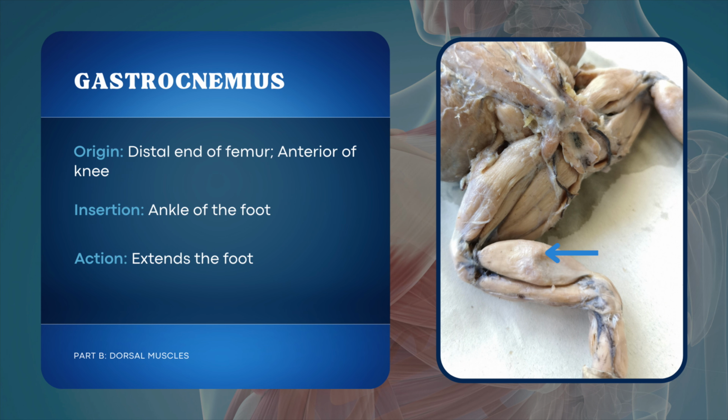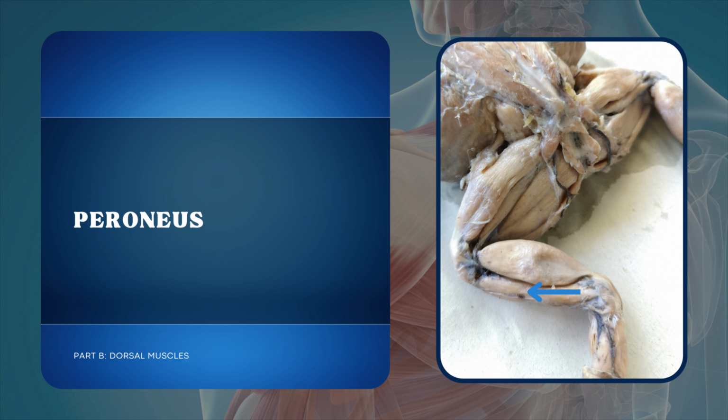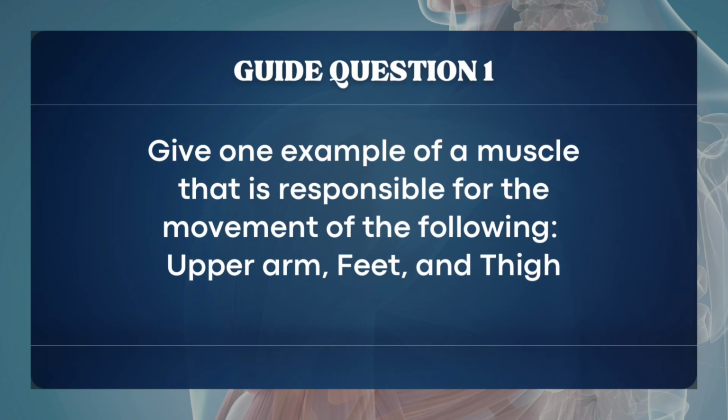After that is the gastrocnemius, situated at the back of the shank, whose origin is at the distal end of the femur and the anterior portion of the knee. It is inserted through the ankle of the foot and acts as an extensor of the foot. And finally, the peroneus, which has been discussed earlier as well. Now let's proceed to the guide questions.